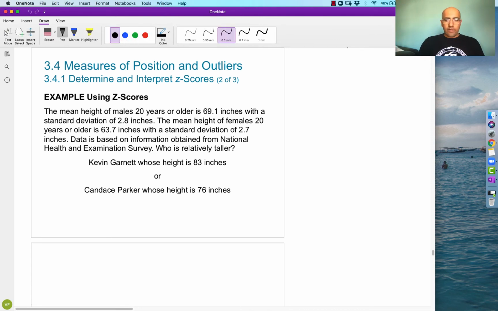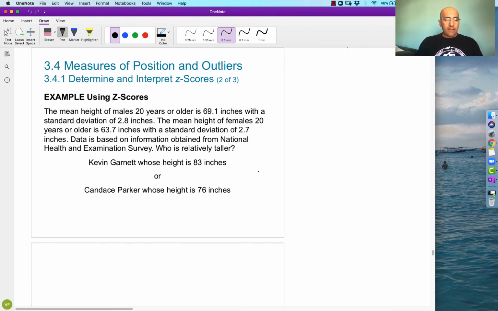All right, let's try this example now. The mean height of males 20 years or older is 69.1 inches, with a standard deviation of 2.8 inches. The mean height of females 20 years or older is 63.7 inches, with a standard deviation of 2.7 inches. Data is based on information obtained from the National Health and Examination Survey. Who is relatively taller? Kevin Garnett, whose height is 83 inches, or Candace Parker, whose height is 76 inches? Who is more unusually tall relative to their own distribution?